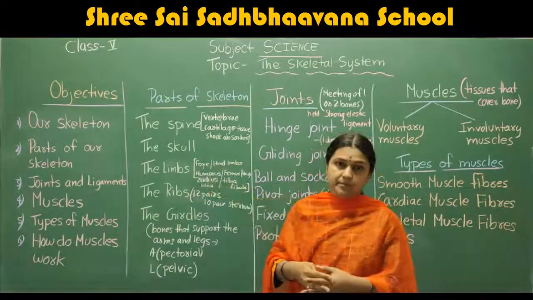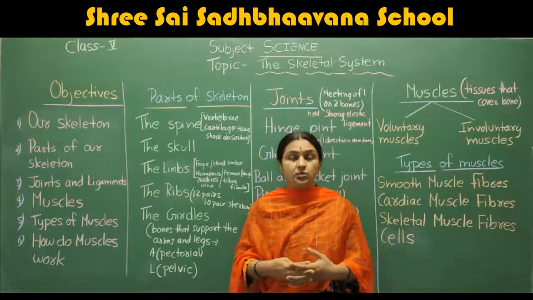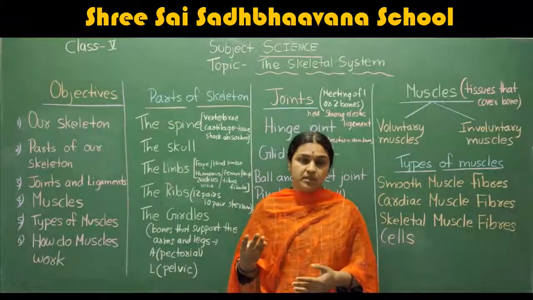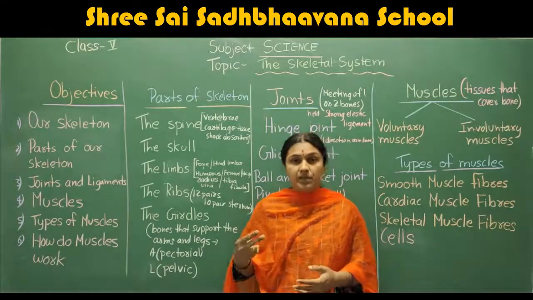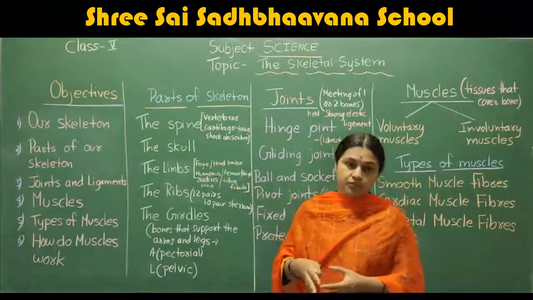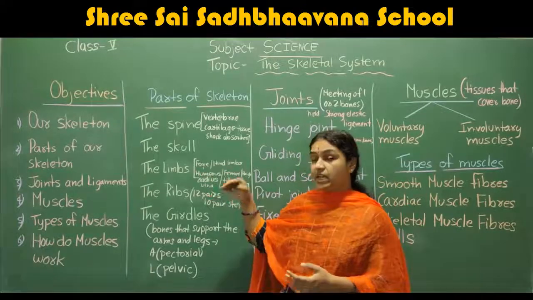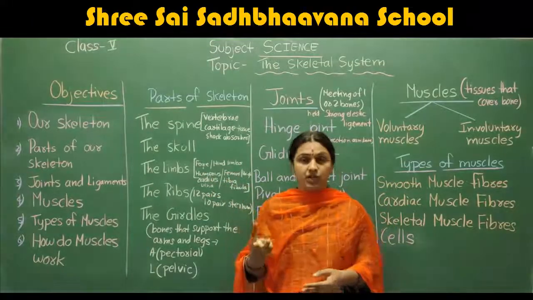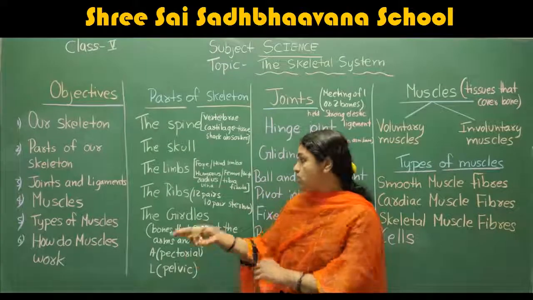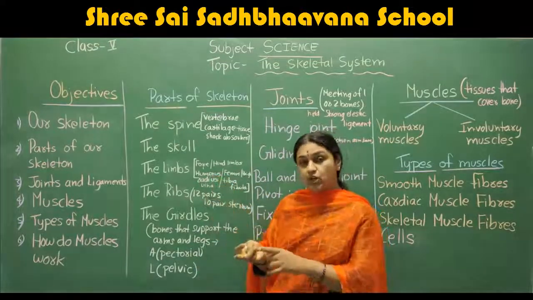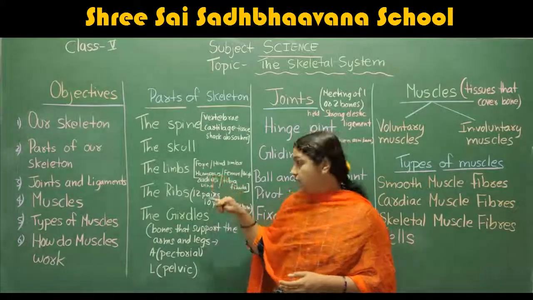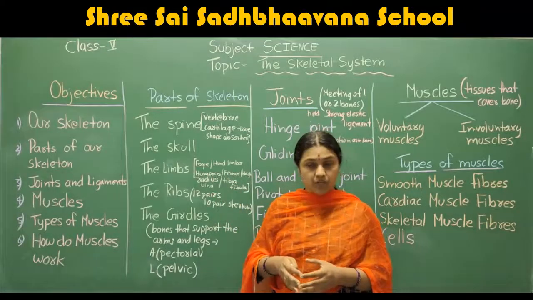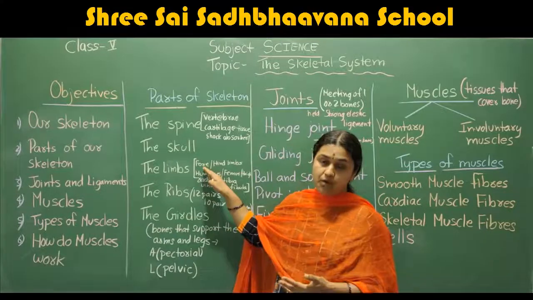Then come the limbs. Human beings have four limbs, two upper limbs and two lower limbs. The upper limbs are called the forelimbs. In the forelimbs, we have three bones. The first bone is called the humerus, and the other two lower bones are called the radius and the ulna. Okay, so they form the forelimbs.